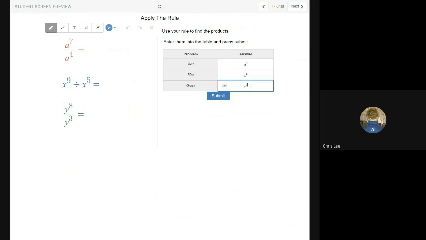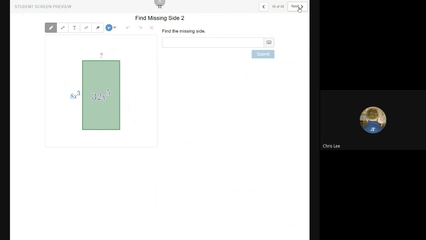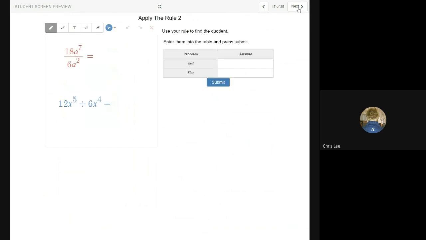Let's check and see how we did. A to the power of 3, a to the power of 4, a to the power of 5. Okay, and then it doesn't matter if we have that coefficient, it's still the same idea. We're just going to divide the coefficients. So help me out here. What's 18 divided by 6? Close. 3?